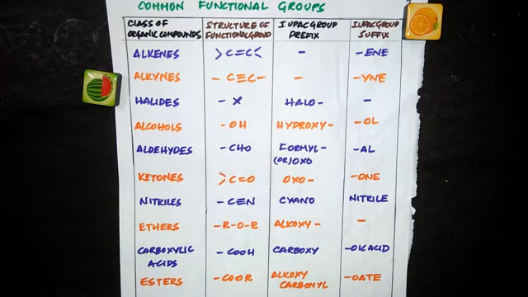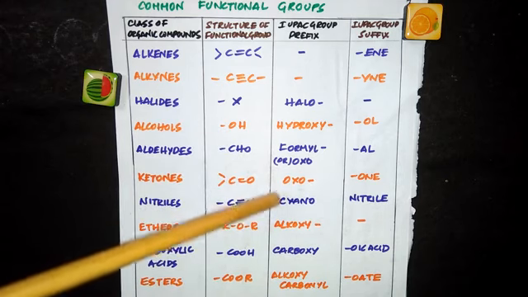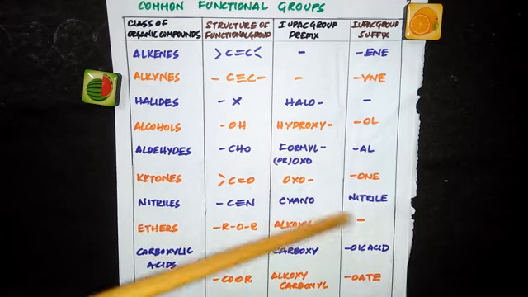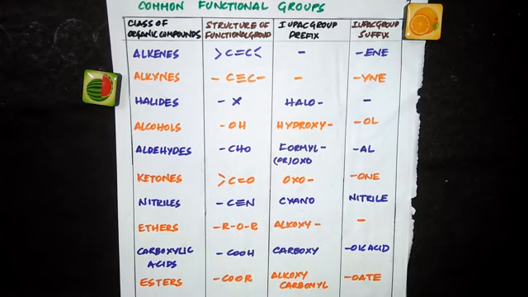C triple bond N is the structure of this functional group, nitrile. The IUPAC group prefix is cyano, and the suffix, if you are naming it as an end name, is nitrile. Next one, ethers, ROR. This O is the ether functional group, so R will be attached on either side. This is called alkoxy. The prefix name is alkoxy, and there is no suffix name for ethers.